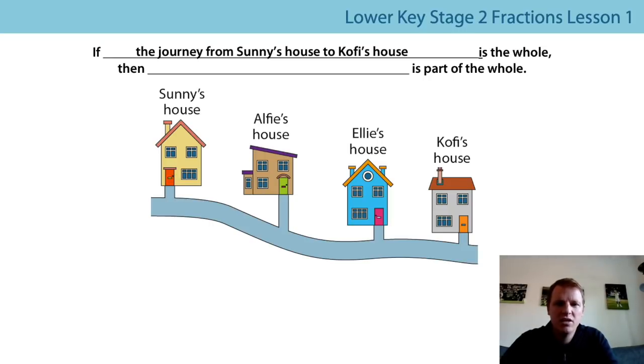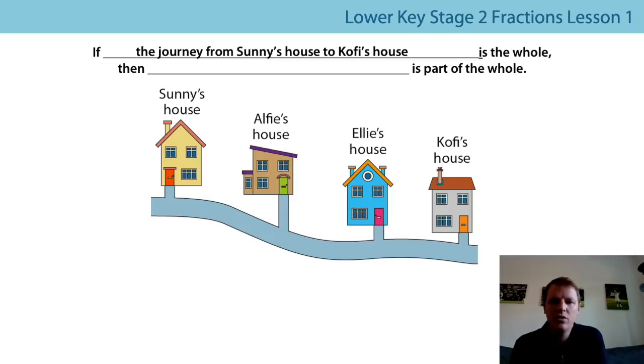I'm going to say it again. This time I want you to join in and say it at the same time as me. Okay, let's say this together. If the journey from Sunny's house to Kofi's house is the whole, then the journey from Sunny's house to Alfie's house is part of the whole. Hopefully you all said that with me.